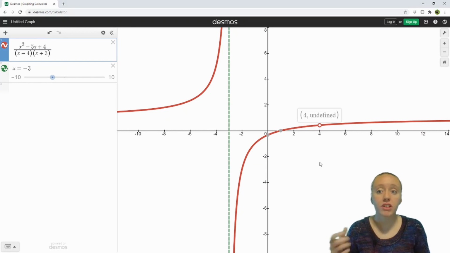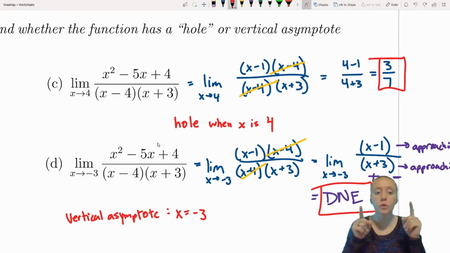And again, for a vertical asymptote, that factor in my denominator didn't cancel out, whereas for a hole, that factor in my denominator does cancel out. And again, because it is a hole, that limit still exists. My function was heading towards 3/7 from both the left and the right.